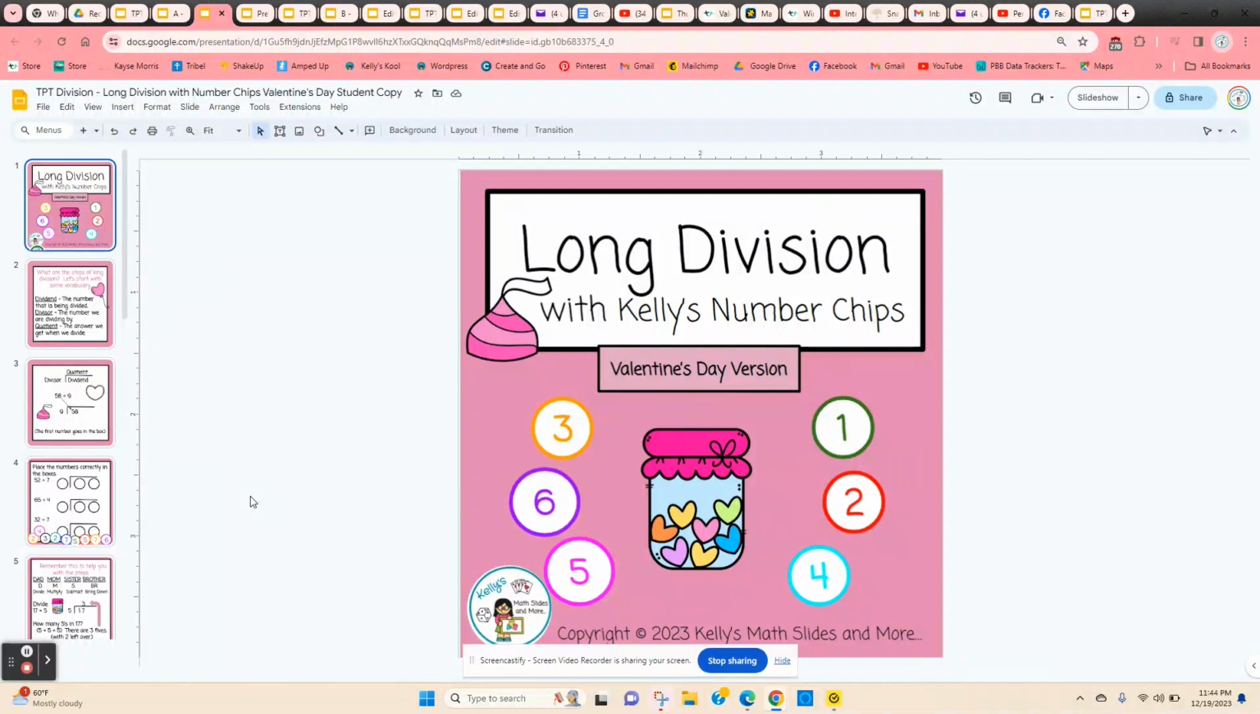Long division with number chips. This is the Valentine's Day version. This is a digital lesson on long division with remainders. It walks students through the steps, and it's a lot of fun for the students because they get to move these colorful chips around their screen in order to solve their division problems.